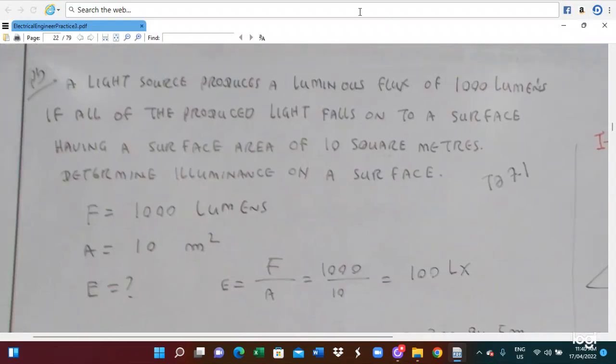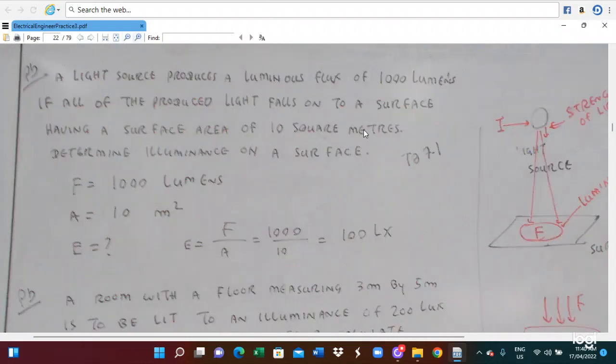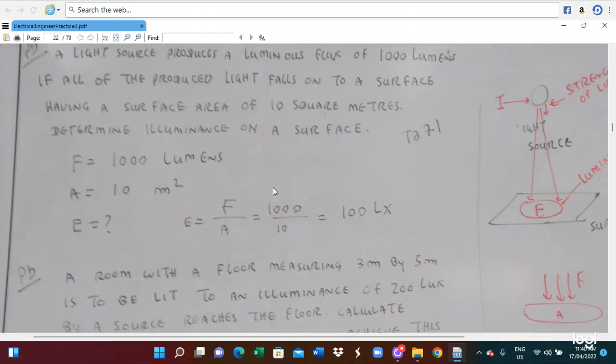We also saw one problem. A light source produces a luminous flux of 1000 lumen. If all the produced light falls onto a surface having an area of 10 square meter, determine the illuminance on the surface. In this case, the total flux is 1000 lumen, the area is 10 meter square, and we have to calculate E. So E is equal to F by A. 1000 divided by 10, you get 100 lux.